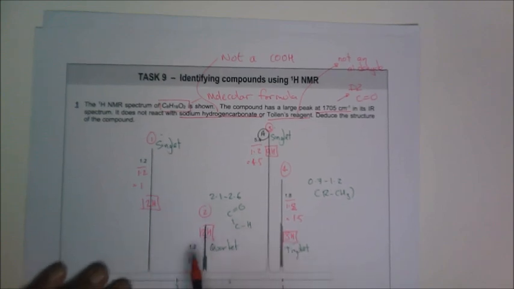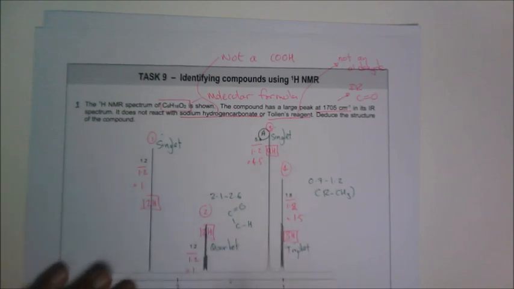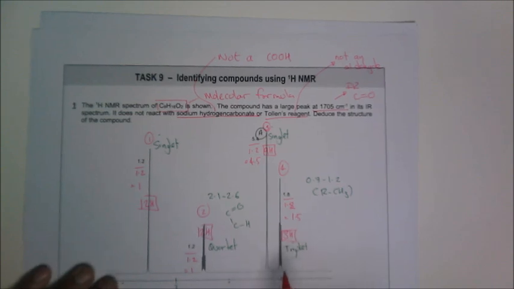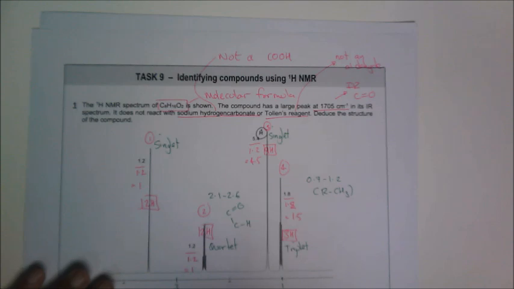And the two hydrogens are most likely a CH2 group. Now, if you look at the splitting pattern, the three hydrogens form a triplet. Remember, a triplet means it's adjacent to n-1, or adjacent to two hydrogens. And a quartet means it's adjacent to three hydrogens.